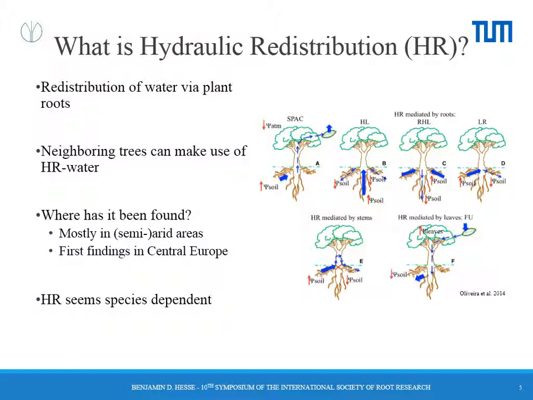So far, this effect has mostly been found in arid and semi-arid areas, like savannas or deserts. But we also have now first findings in Central Europe. But we also found in our first studies that HR seems to be a bit species dependent, so not every species does it in the same amount or even at all.